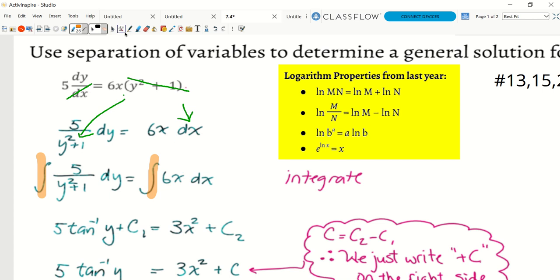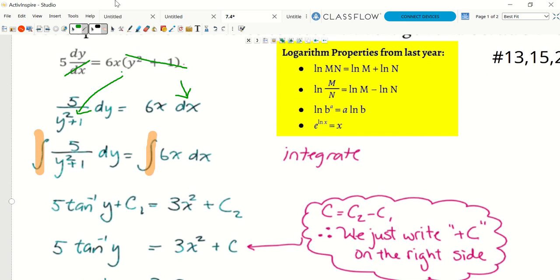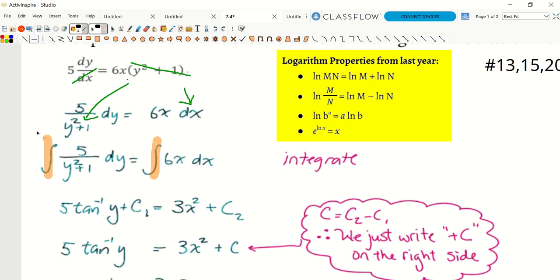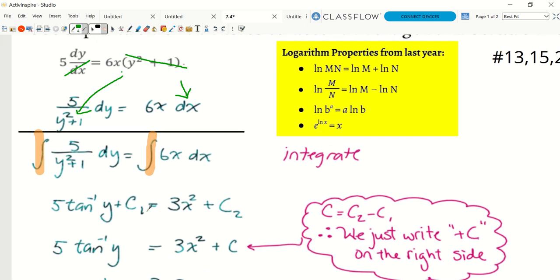Again, everything below my line is review. I'm going to move the 5 over here, and I get that. The 5 goes here, crosses off. The antiderivative of 1 over y squared plus 1 becomes that. Are you guys with me?